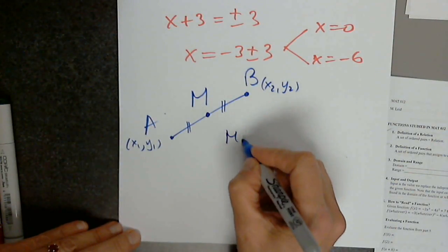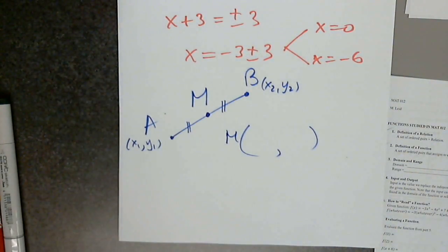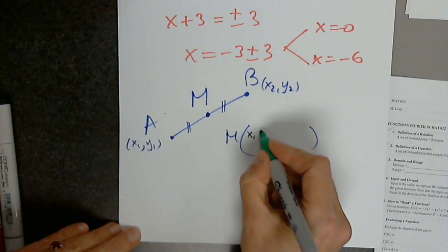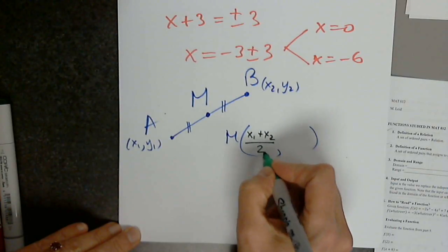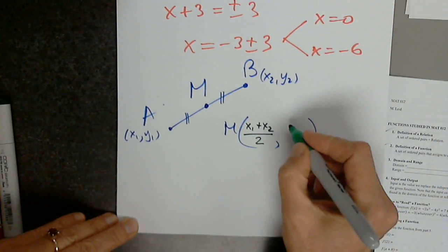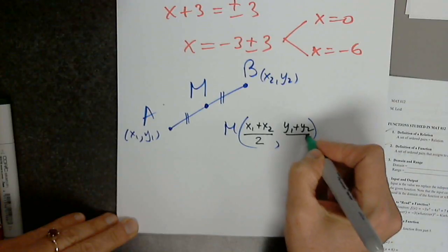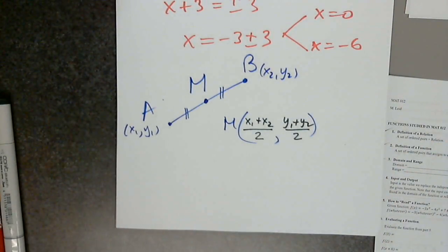The coordinates of the midpoint will always be the average of x's, which means x1 plus x2 divided by 2, and the average of y's, y1 plus y2 divided by 2. This is what I did not get the chance to tell you last time.